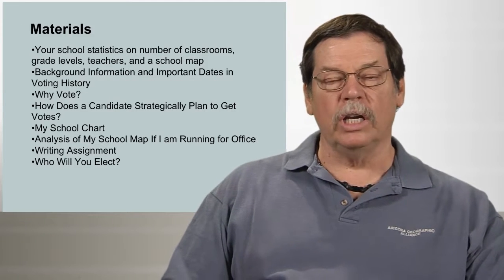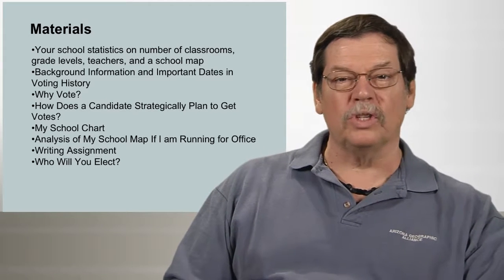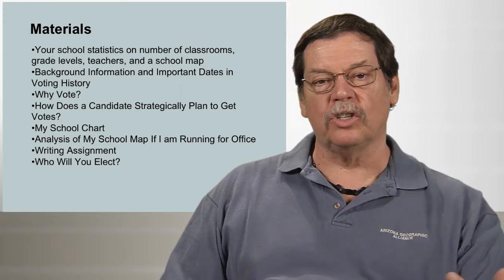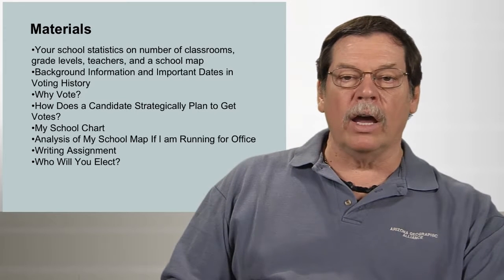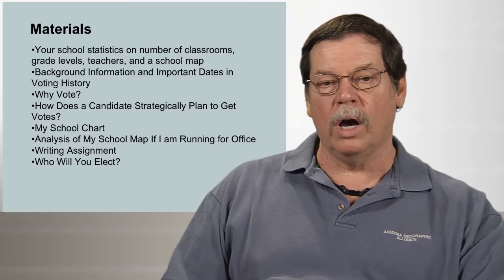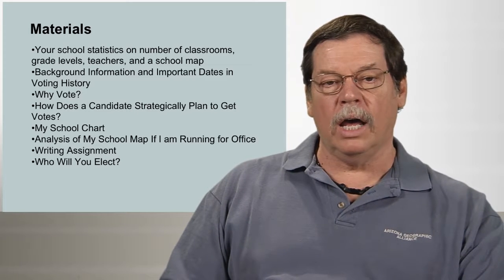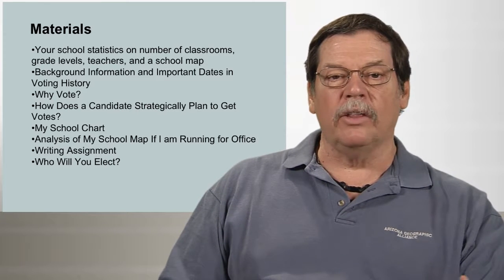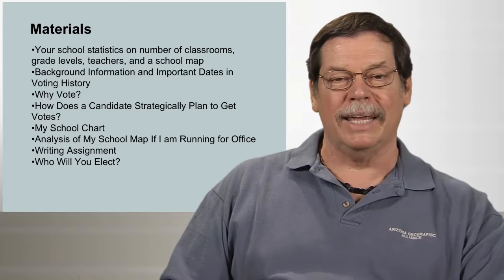The materials that we're going to need for this lesson are some school statistics for the number of classrooms, the grade levels, the teachers, and a school map. I'm going to give you some background information and important dates on voting history. The kids are going to brainstorm a little bit on why they want to vote, and then we're going to do a mapping activity, and through that mapping activity, you're going to see how a candidate can strategically plan to get votes.